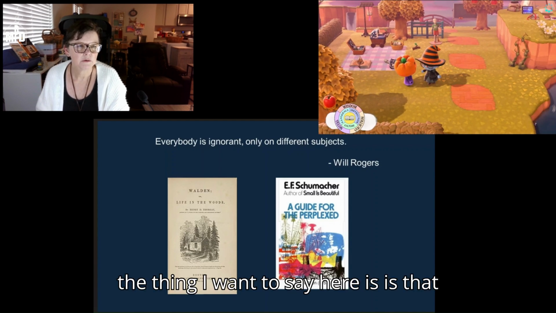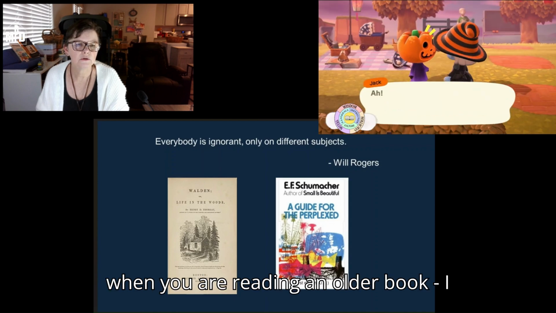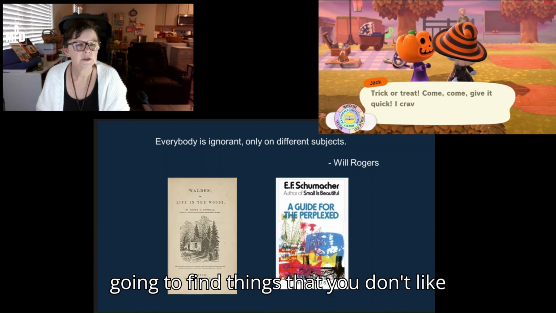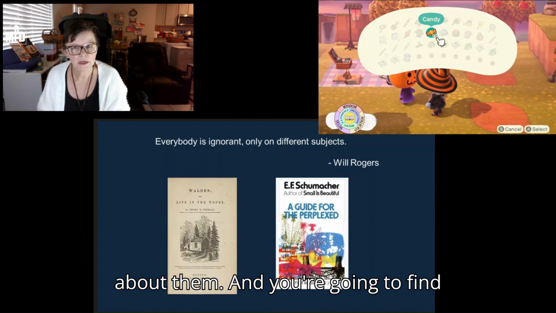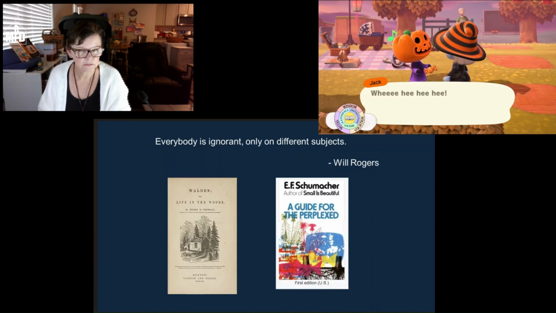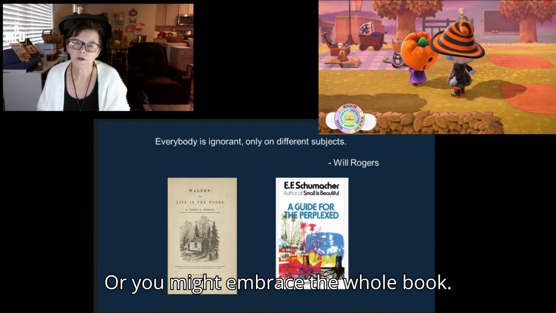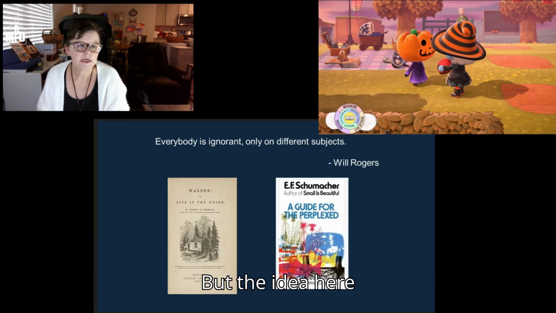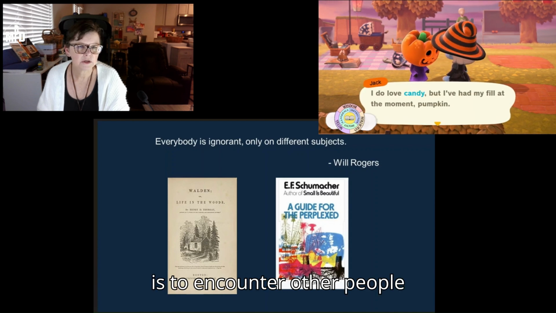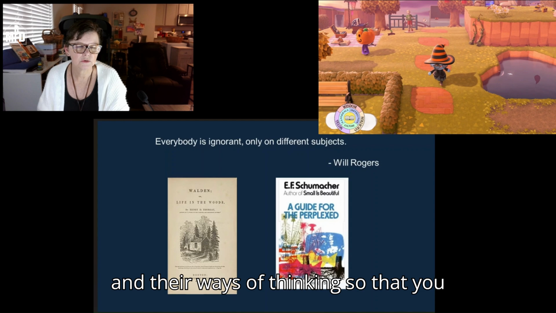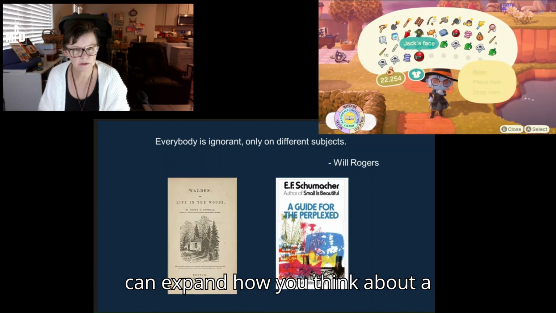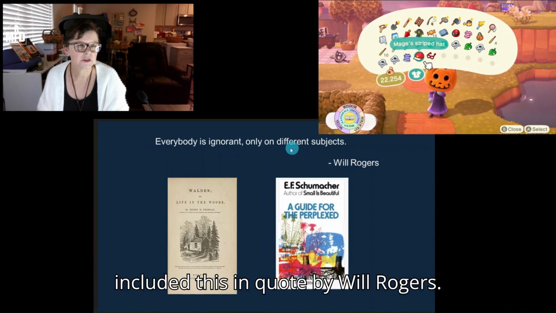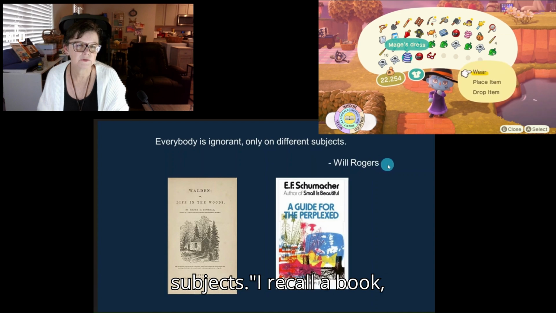So the thing I want to say here is that when you are reading an older book, I don't think that this is covered very well in schools anymore, you're going to find things that you don't like about them, and you're going to find things you disagree about. Or you might embrace the whole book. But the idea here is to encounter other people and their ways of thinking so that you can expand how you think about a subject. All right, and I included this quote by Will Rogers: "Everybody is ignorant only on different subjects."